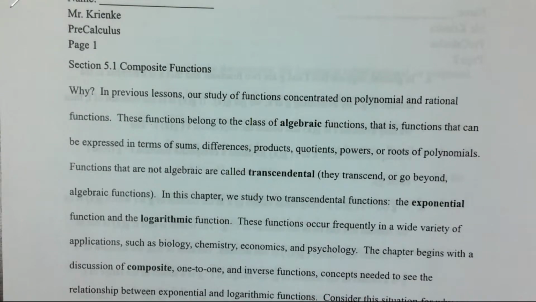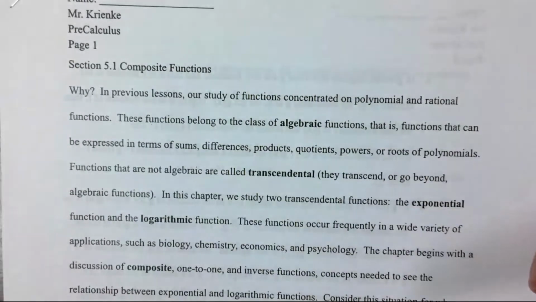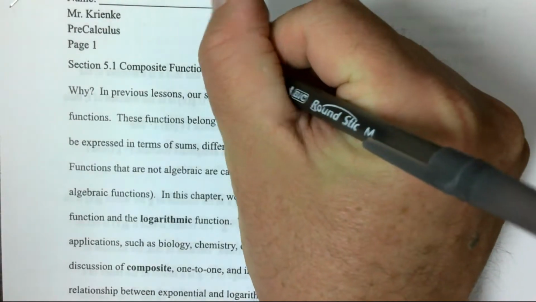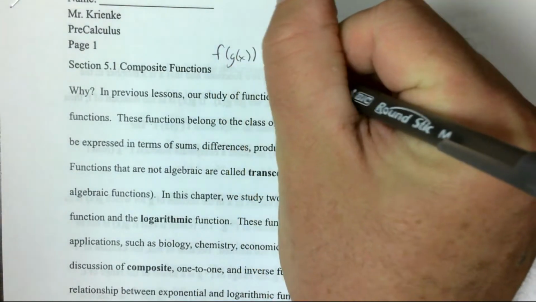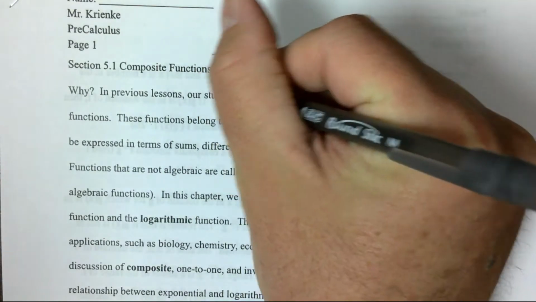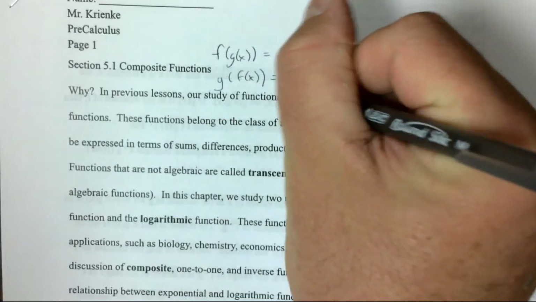Hey everybody, this is your 5.1 pre-calculus composite functions video. So when we talk about composite functions, we talk about f of g of x, which is the same thing as f circle g, and we talk about g of f of x, which would be g circle f.